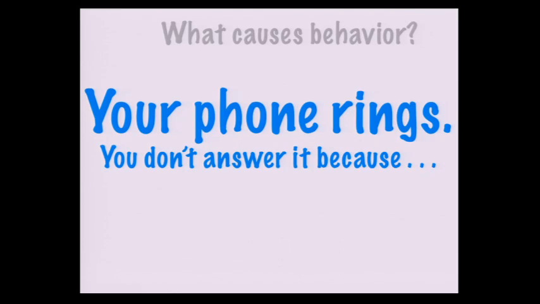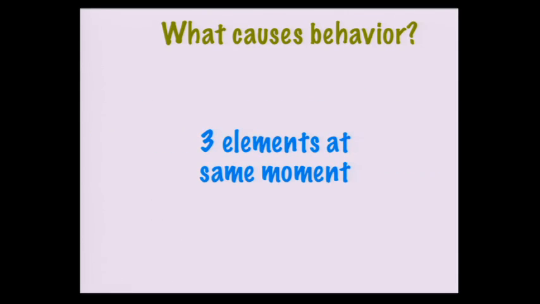Okay, that's it. Those are the three elements that have to converge at the same moment for a behavior to occur. The behavior, in this case, answering the phone. If one of those things is missing, it won't happen. For example, if the trigger is missing, even though you're available and you're motivated, you're excited to get a call from somebody, you don't suddenly just go, hello, right? The trigger has to occur. So from my point of view, no behavior happens without a trigger.